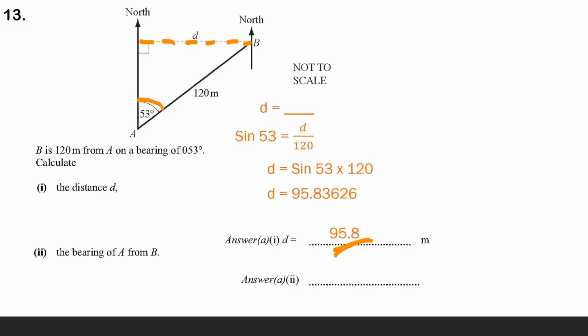For letter B, what is the bearing of A from B? A from B, you look from B, then point B, go north, then clockwise. That will be the bearing that you're looking for. So this one is 53 degrees. So you can add 180. Here is 180, the straight line. That is in total 180 plus 53 equals 233 degrees.